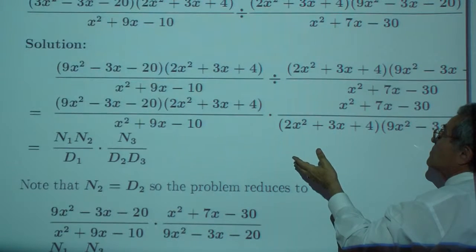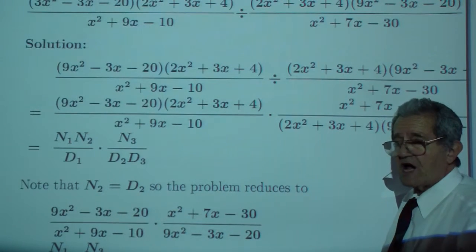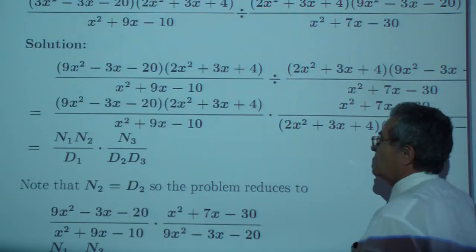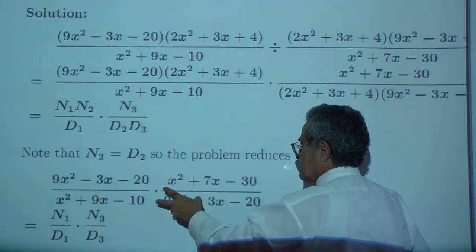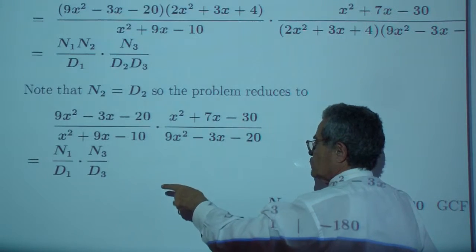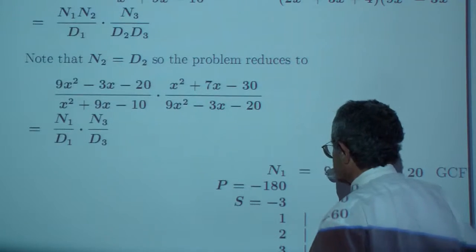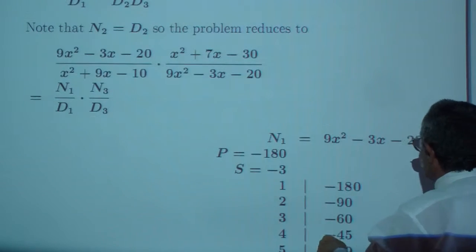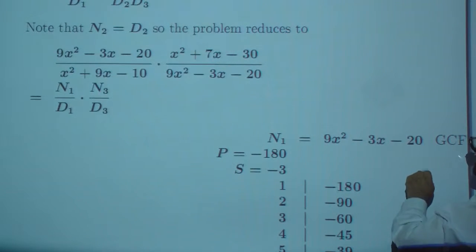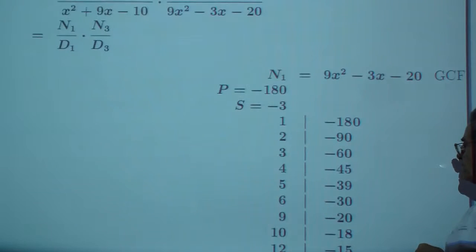They're the same. Doesn't matter whether we can factor or not. Quantity over the same quantity is 1. We are left with the following. That's n sub 1 over d sub 1, n sub 3 over d sub 3. For n sub 1, greatest common factor is 1. 3 doesn't go in here. There's no x in here.